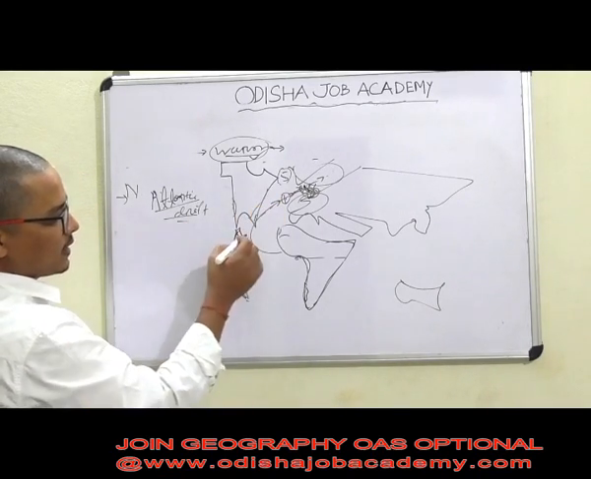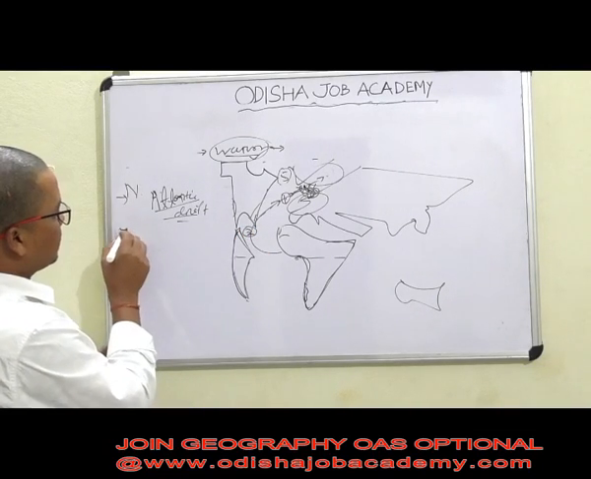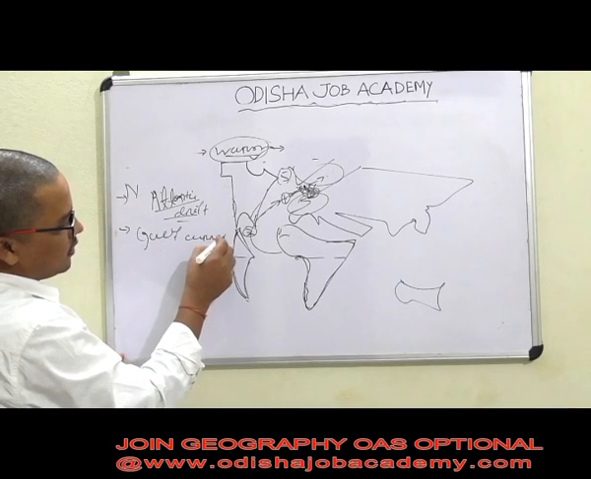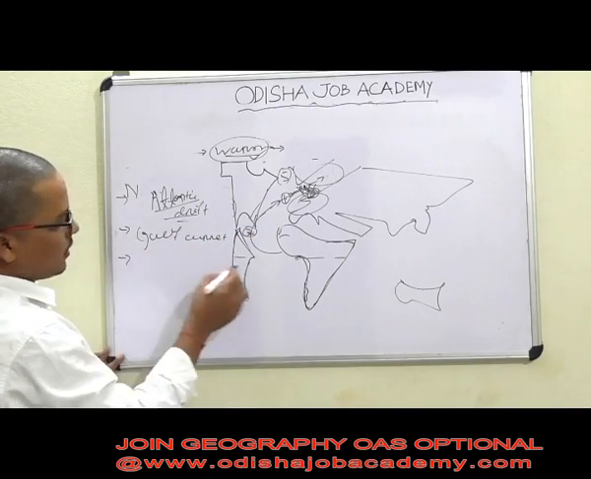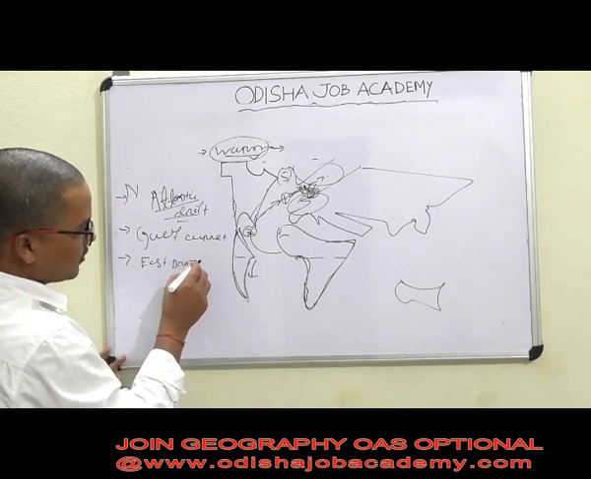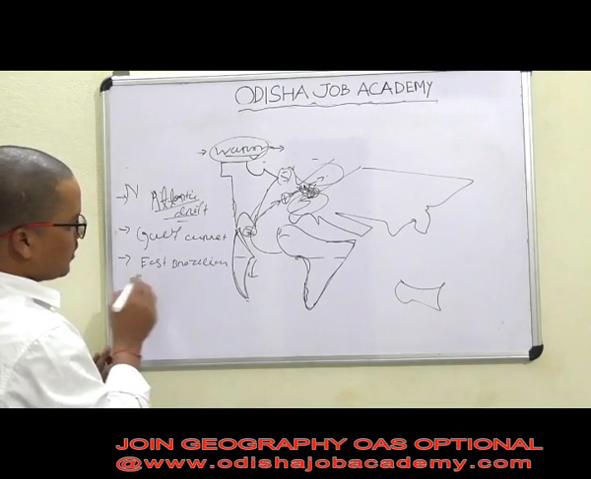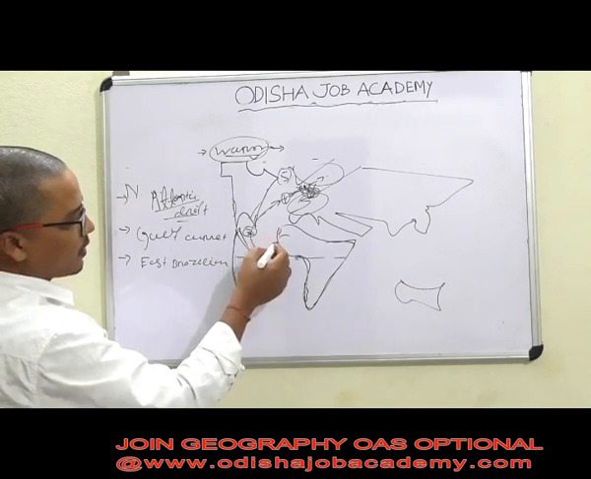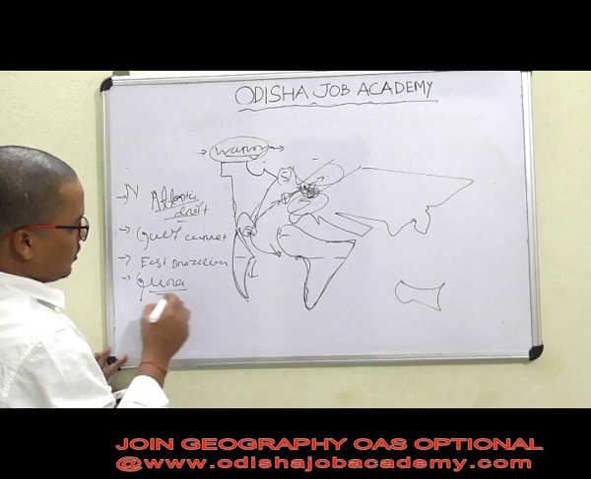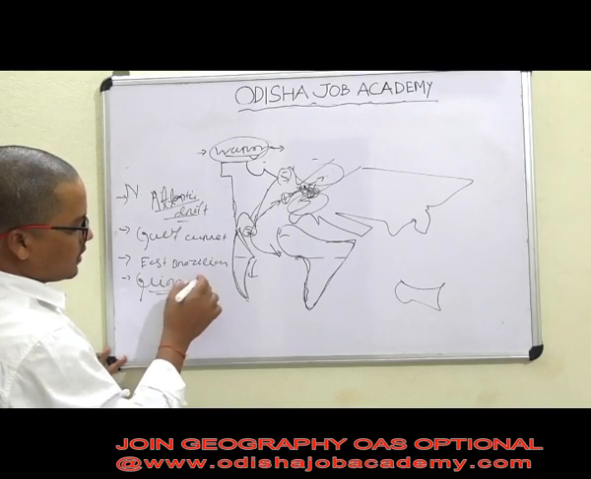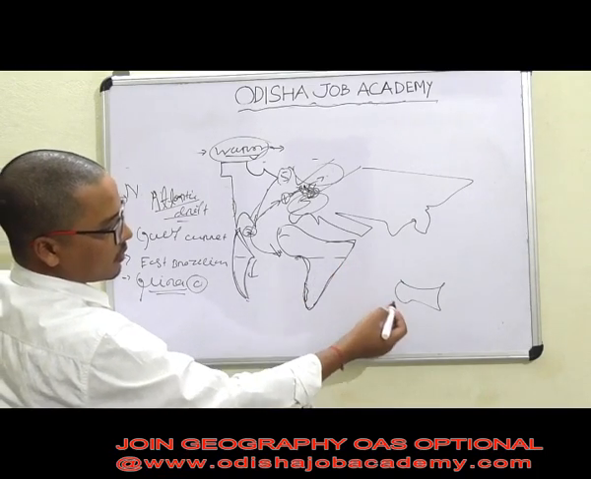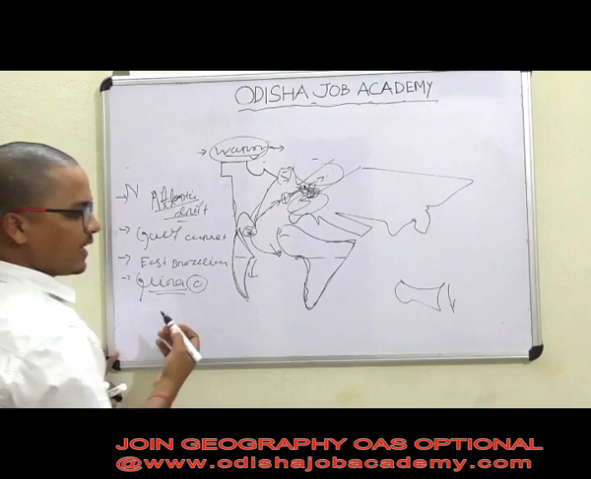Now here the Gulf current, near Florida. The East Brazilian current, a warm current again. Now here the Guiana current, and here the Guiana current again, a warm current. Now here is the East Australian current.